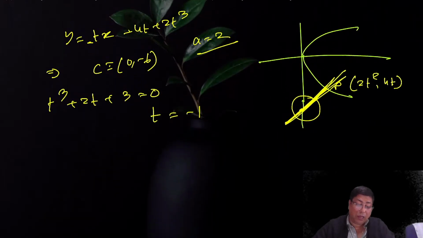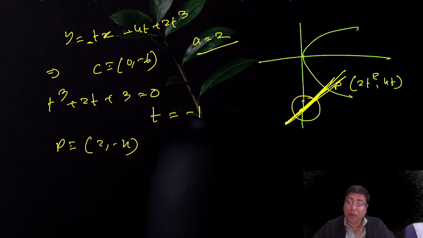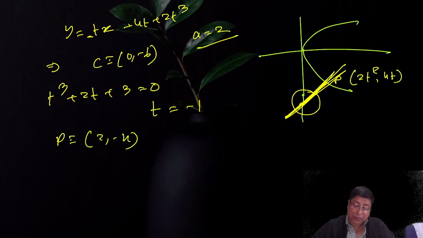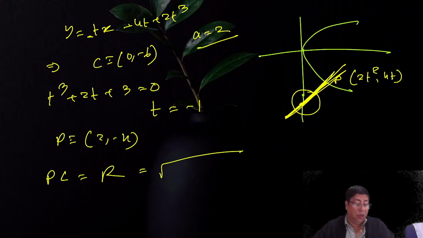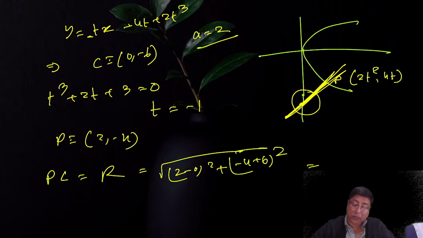So the center of the new circle, because we need the equation of the circle passing through C and having center at P. So the center of the new circle is P, that is (2, −4). The P point is (2t², 4t), so (2, −4). Okay, and the radius PC equal to r of the new circle. This is the distance from (0, −6) to this point, that is the square root of (2 minus 0) squared plus (−4 plus 6) squared. So we can write this as 2√2.